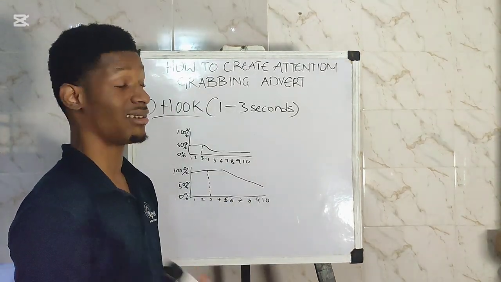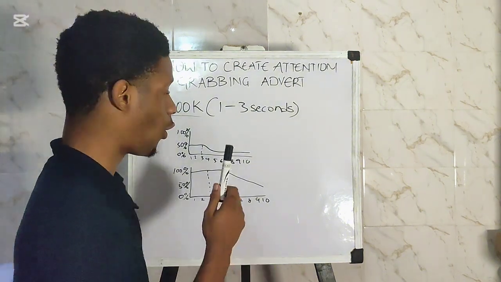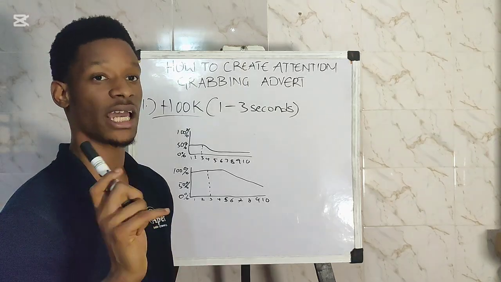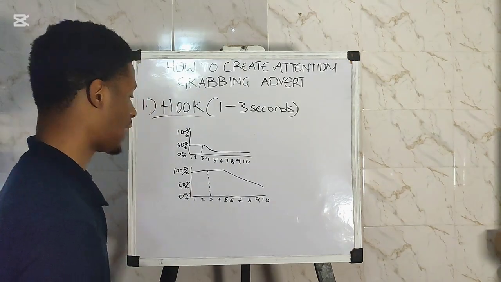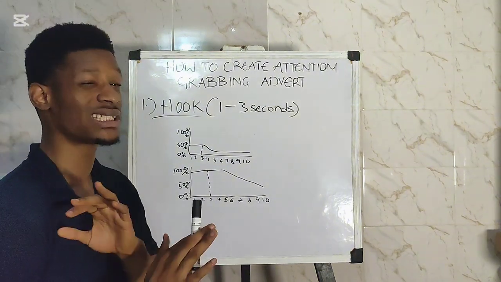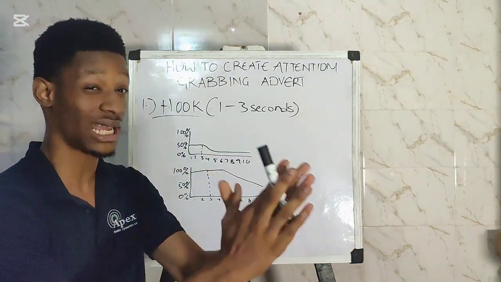And you can basically get this graph on TikTok, on YouTube, and maybe on Instagram as well. Most social media platforms have this graph. Now, I want you guys to take a close look at this right now. Remember, I told you guys the first 3 seconds of your video is literally the most important time of your video. That's when you have the opportunity to grab people's attention.